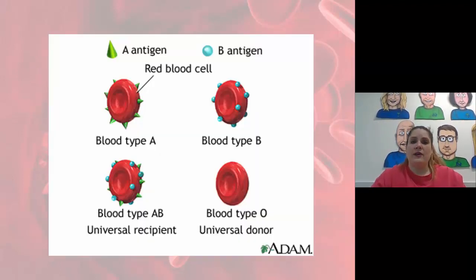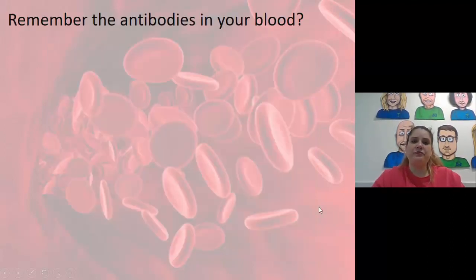Okay? So here's another graphic that you can look at. The A antigen looks like this. So a blood type A red blood cell only has those A antigens on the outside of it. A type B antigen looks like this, and this is not in real life. This is just for this diagram. So blood type B blood cells have these little antigens on them. Notice that this one has type A and type B antigens on the outside, and blood type O has nothing. Ignore this part about universal recipient and universal donor.